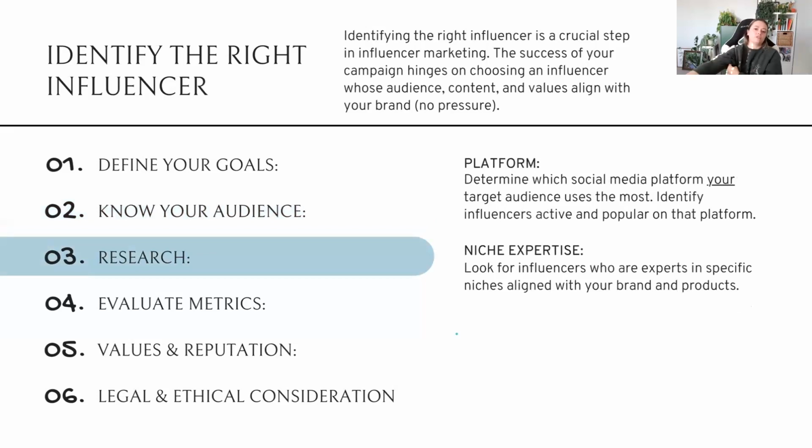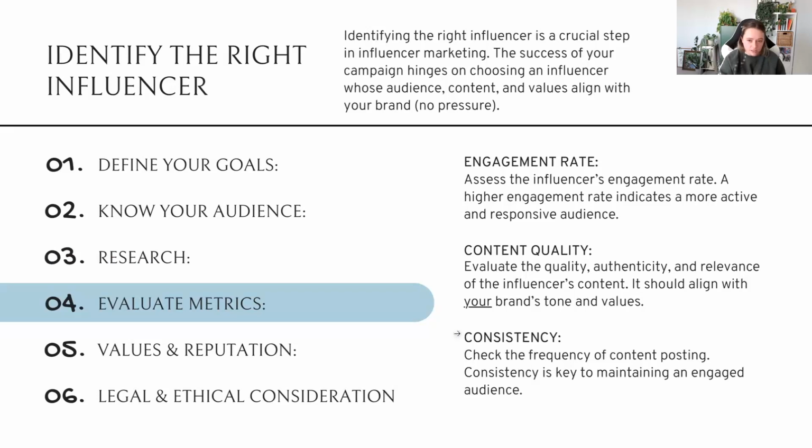Next, you want to do some research. So research on platform. Determine which social media platform your audience uses the most, and then identify influencers that are active on that specific platform. Not to say that they can't be on other platforms, but focus on one first. Then you want to figure out the niche. So look for influencers who are experts in specific niches that are aligned with your brand and products.